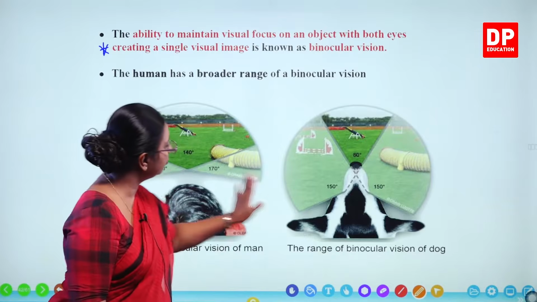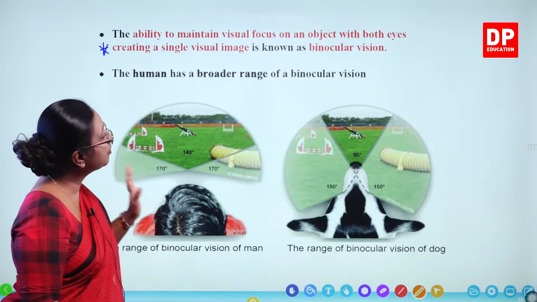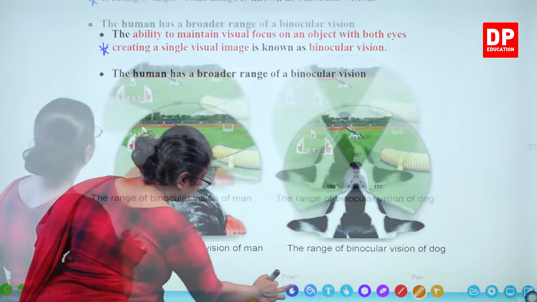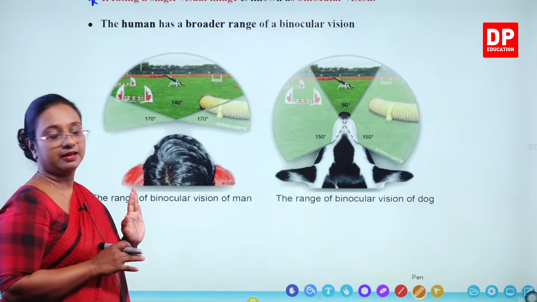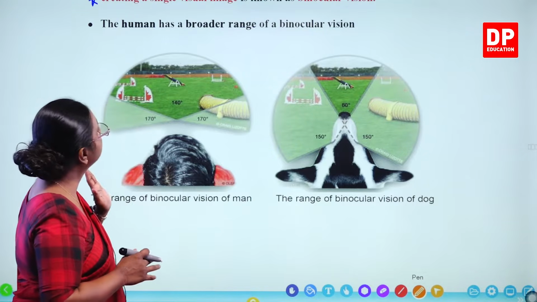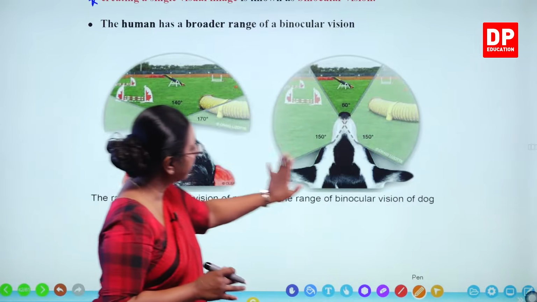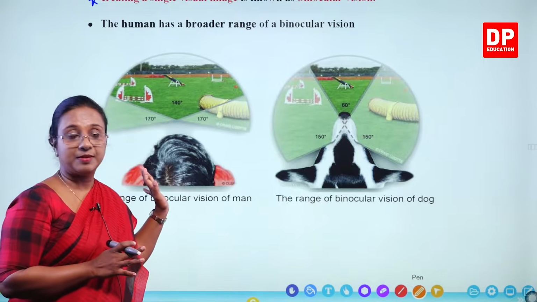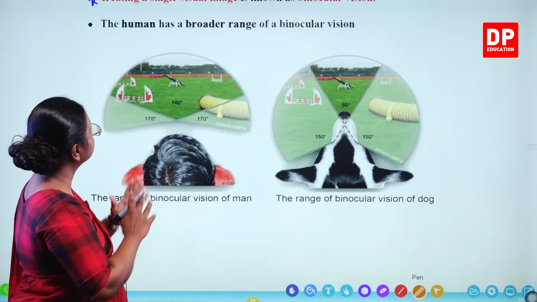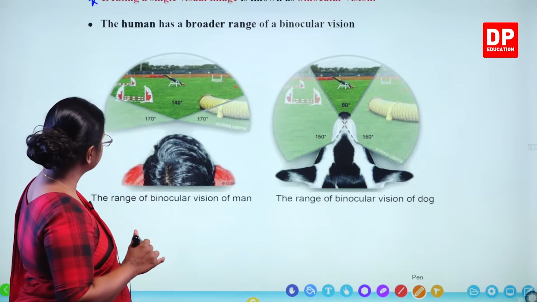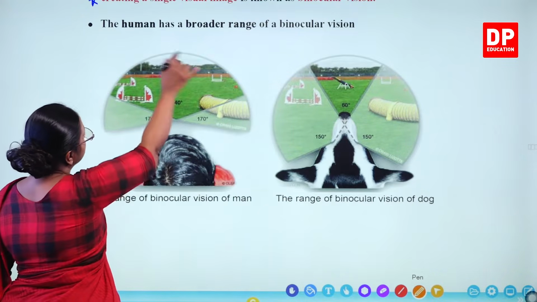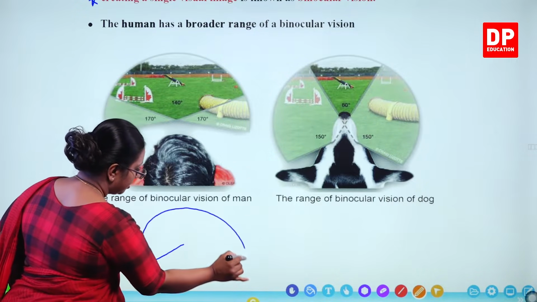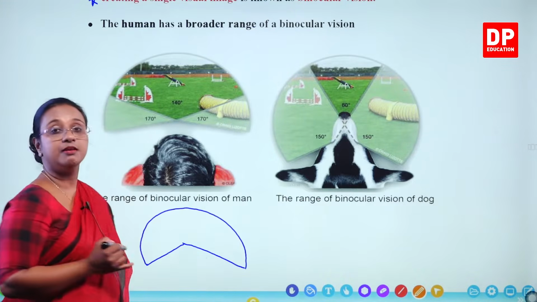Now look at these two diagrams. The human has a broader range of binocular vision. That is what is explained here. If we try to understand this diagram, here a person is looking at this scenery. At the same time, a dog is looking at the same scenery. The same thing is in front of them. So when a person is looking at something in front, you can see here, this is his vision range. This whole area is his vision range.